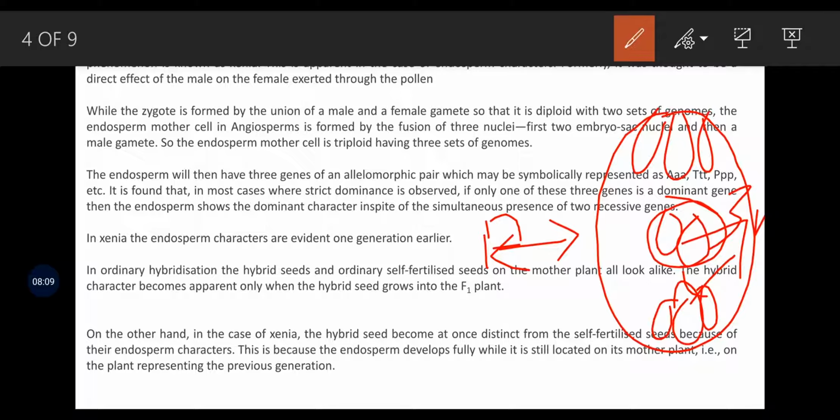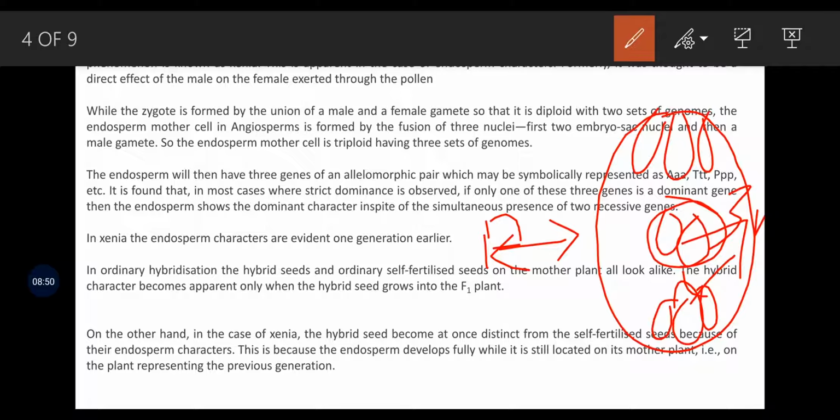In Xenia, the endosperm characters are evident one generation earlier. That means the characters are not expressed only in F1; the characters which need to be observed in F1 are observed even in the same generation where you have crossed. In ordinary hybridization, the hybrid seeds and ordinary self-fertilized seeds on the mother plant look alike. The hybrid character becomes apparent only when the hybrid seed grows into the F1 plant. On the other hand, the hybrid seed becomes at once distinct from the self-fertilized seed because of its endosperm character.